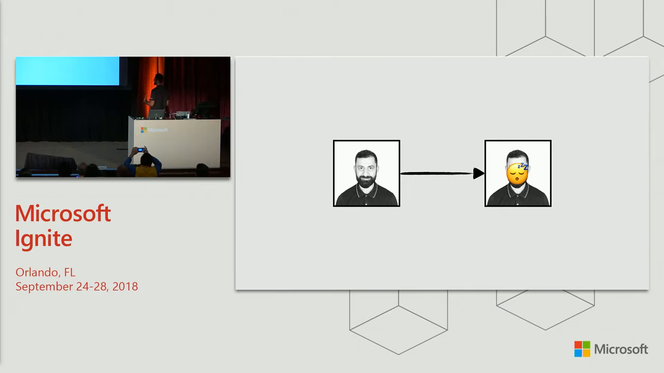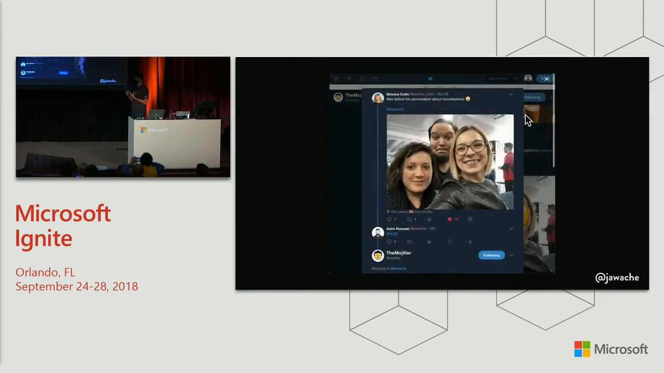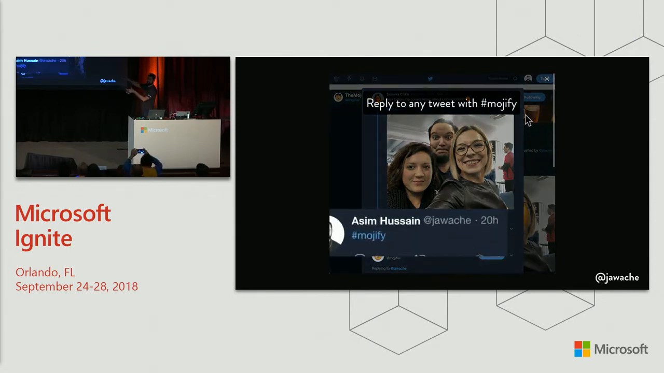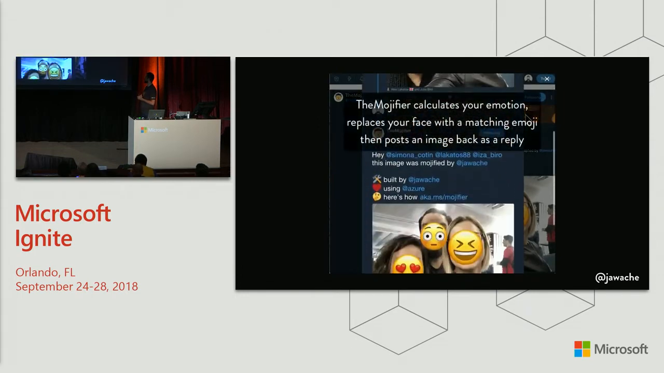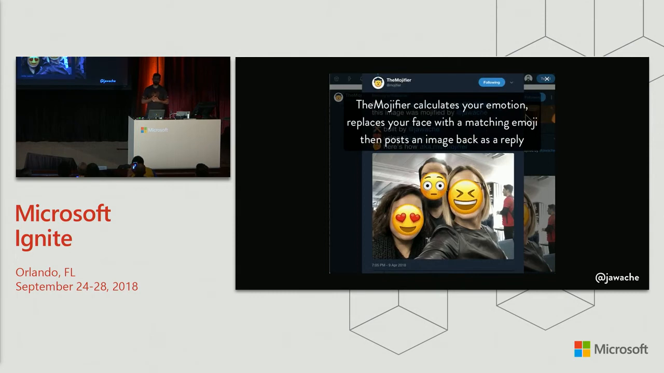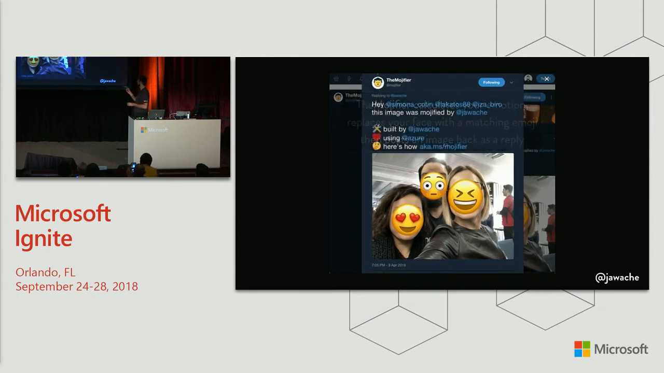I originally wrote it as a Twitter bot, which I'm going to explain why that didn't quite work out as I planned. So in fact, it may still work right now. If you go onto Twitter and you reply to any tweet with hashtag Mojify, it will go away, figure out the emotions, replace them all with emojis, and post them back onto Twitter. Well, I would say it doesn't quite do that because of perhaps some actions of certain countries with fake bots.